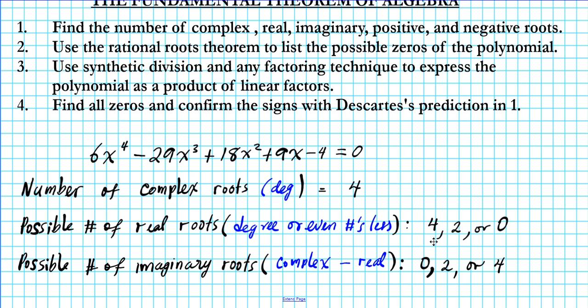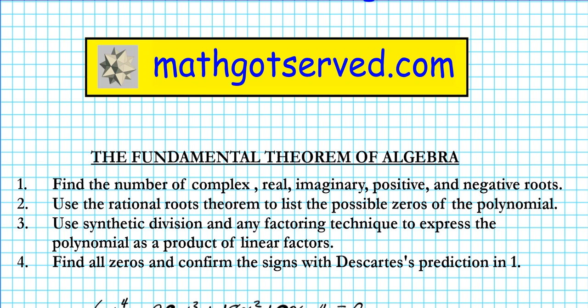Alright, so you see the pattern here. You have 4, 2, 0, and you can just reverse it in the case of a situation where you have an even degree. Okay, so by carrying out this subtraction, you can easily see that the number of imaginary roots are 0, 2, and 4. Okay, so remember the equation complex minus real is imaginary, or imaginary plus real gives you complex. Okay, now let's shift gears and take a look at the next part.